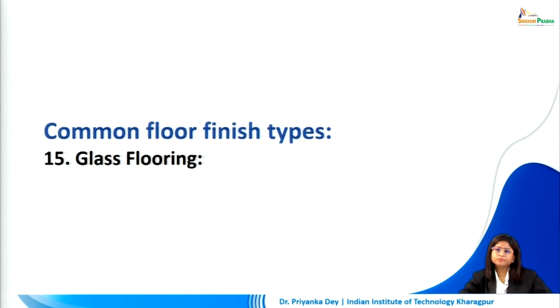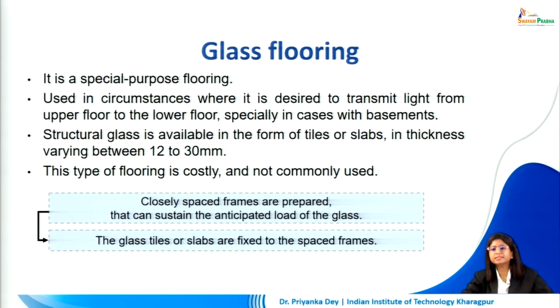Next, we have glass flooring, which is also a very aesthetically pleasing choice. This is a special type of flooring where we probably use it if you want to have the option of transmitting light from the upper floor to the lower floor, especially if we are dealing with basements and we want to create a flooring on top of it which allows the light from the above floor to infiltrate the lower spaces. This can also be very much applicable in malls or other commercial properties.